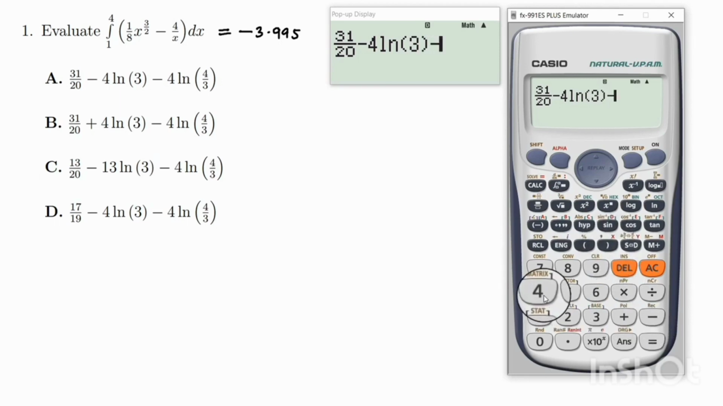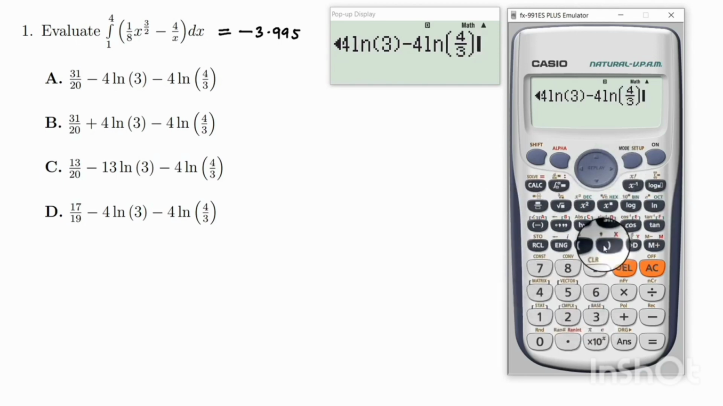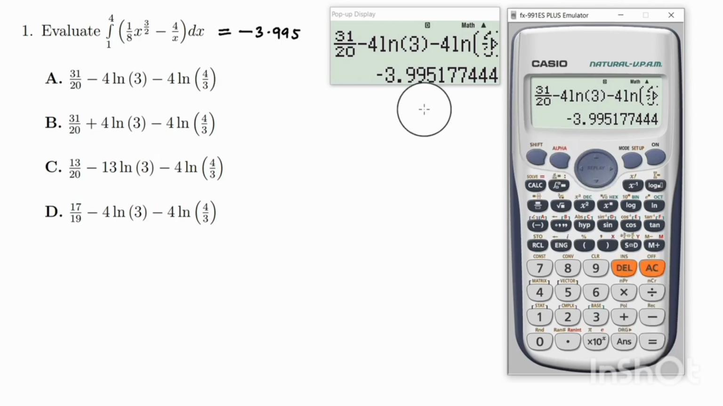Then minus 4 ln 4 over 3. Minus 4 ln. So we have a fraction, that means we press the fraction key. Then we have 4 over 3. Then after that, we can now press our equals to sign. So you can see, boom, we have minus 3.995. Okay, so we have this result.